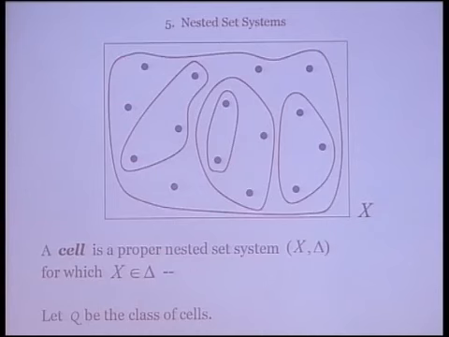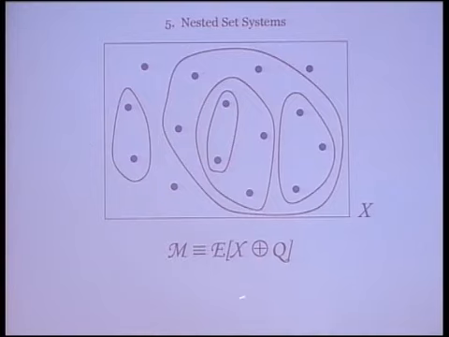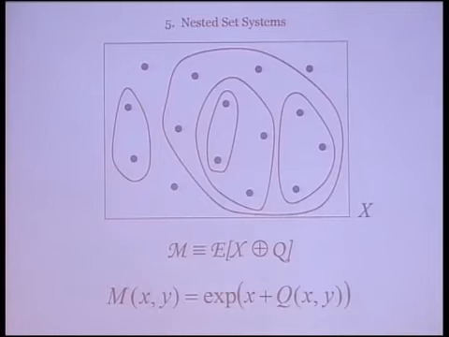And if you look at this picture of an arbitrary proper nested set system, it's a set of blobs. Each blob is a singleton or a cell. And that translates into this functional equation, or into this combinatorial relationship. A proper nested set system is equivalent to a set of things, each of which is either a singleton or a cell. And by algebra, this is the corresponding relationship among the power series.